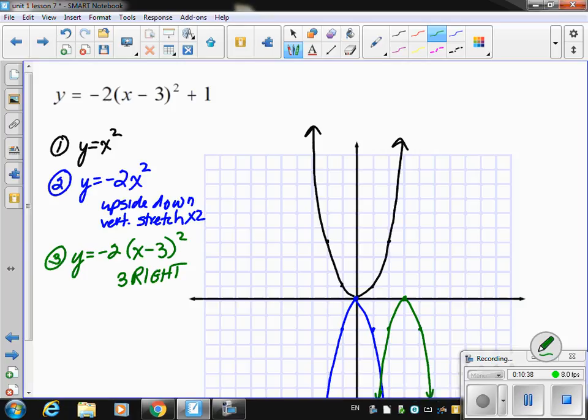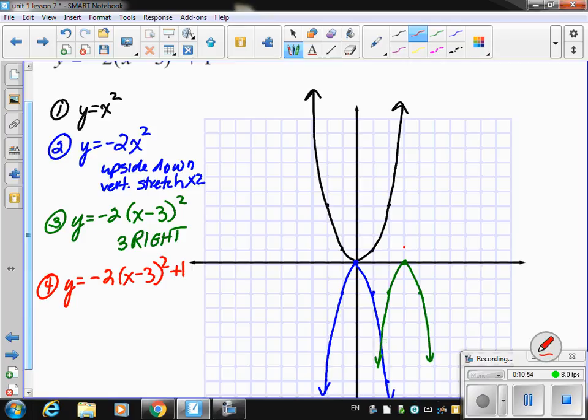So on. Last one is with the plus 1 on the end, where I take the green parabola and move it up 1. It's a vertical translation, up 1. Here we go. You can see why colors can be very helpful. I have pencil crayons if you need them. Just ask for them. There is my final product in red.